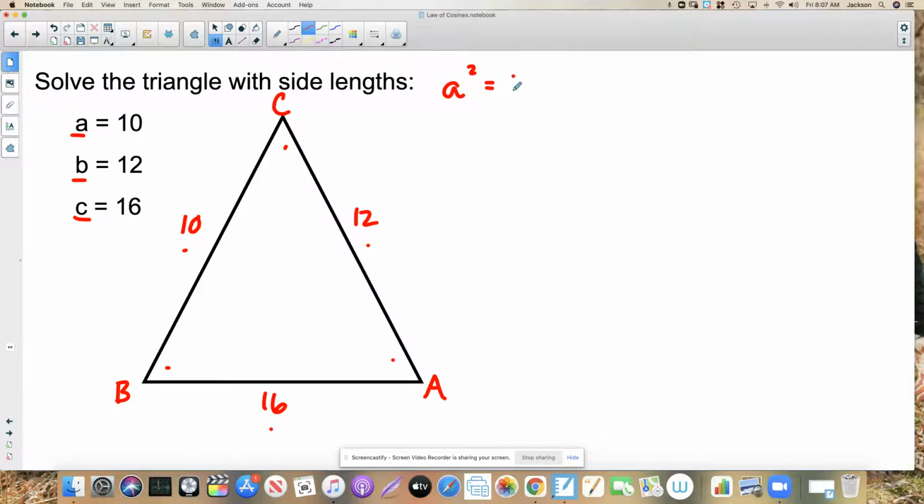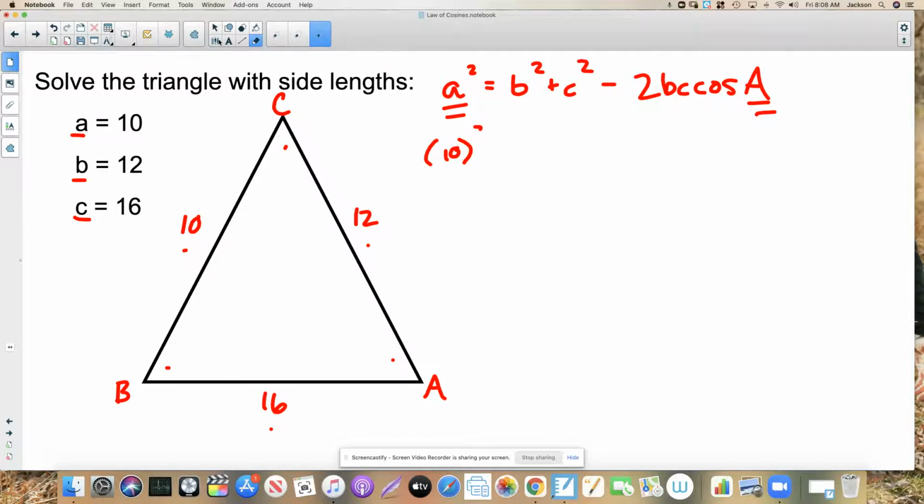We've talked about how the law of cosines is really any combination of these sides where you isolate one side and the angle across from it is inside this cosine function over here. The other two sides end up in this combination on this side. Now, if we fill in what we know here, we've got 10 squared equals 12 squared plus 16 squared.